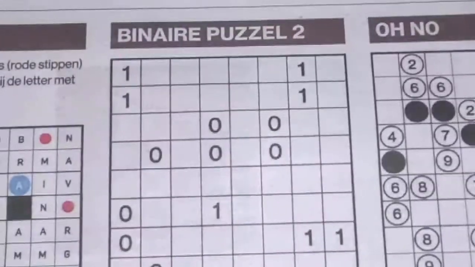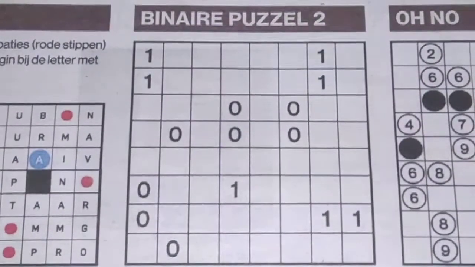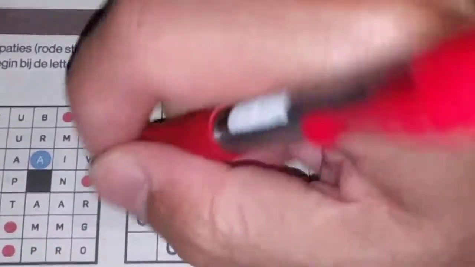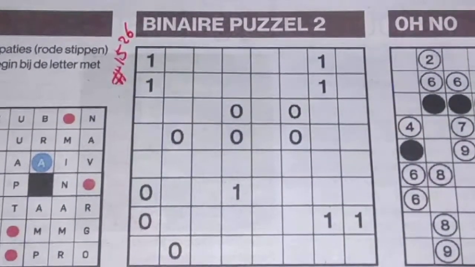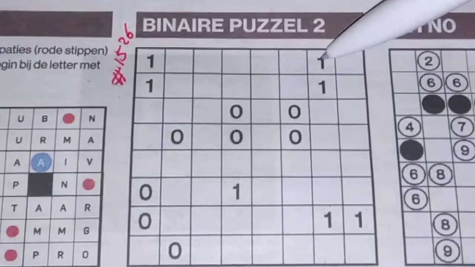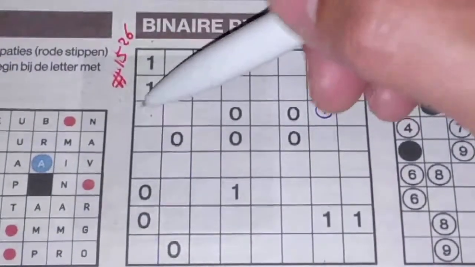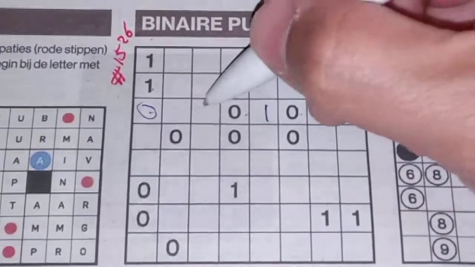This is number 6 and we have 2 tectonics left, and this will be number 1526. So let's get started. Double one, here no, there no. We have now 4 O's, so the rest are ones.